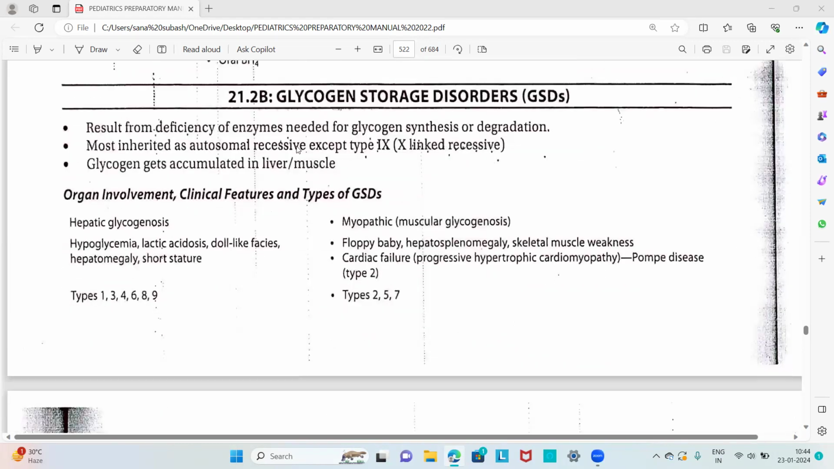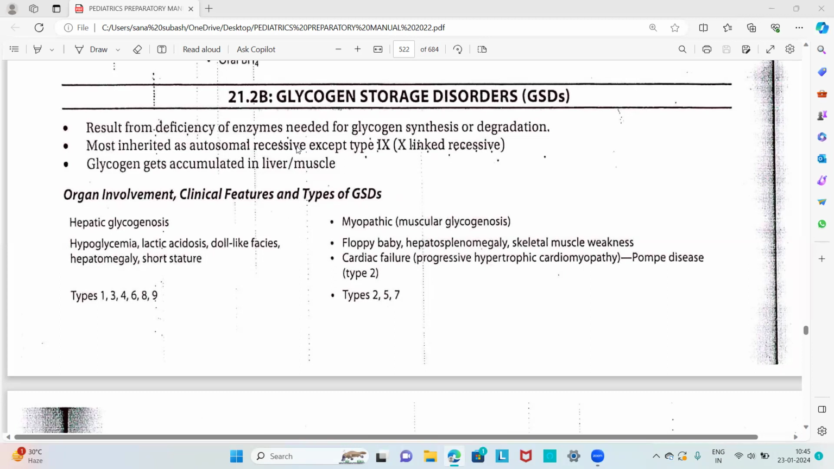Then regarding the glycogen storage disorders. The glycogen storage disorders are an etiologically heterogeneous group of disorders due to defects in the synthesis and degradation of glycogen, causing glycogen deposition in the tissue cells. Usually the glycogen is deposited in the liver and the muscles. Because of this defect, there will be increased accumulation of glycogen in the tissue cells.